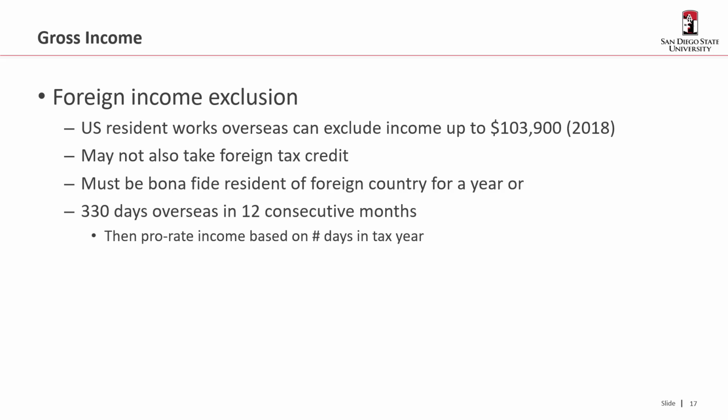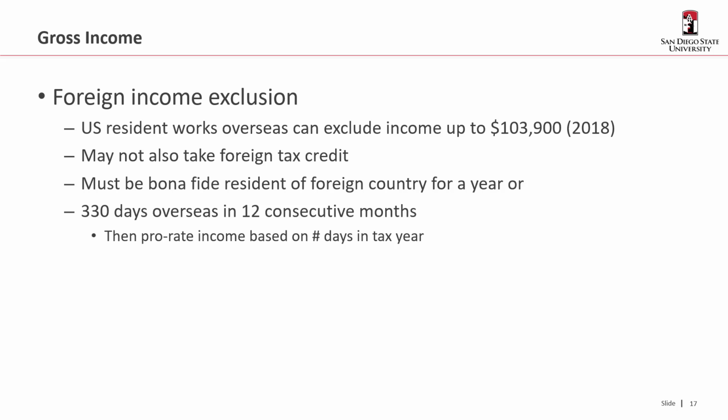Okay, another massive non or excluded amount of gross income is something called the foreign income exclusion. So this relates to a U.S. resident who works overseas. And as a function of that work overseas, they can exclude income up to, in 2018, $103,900.